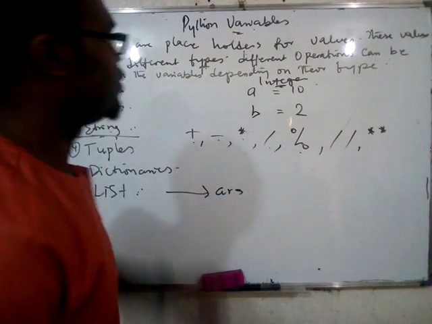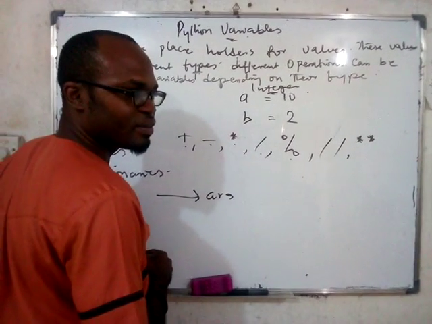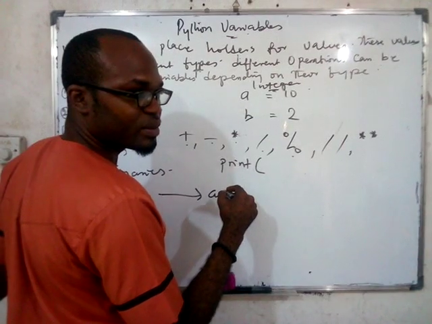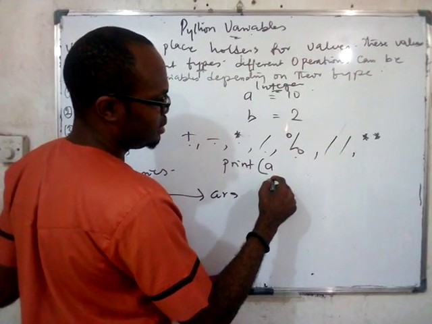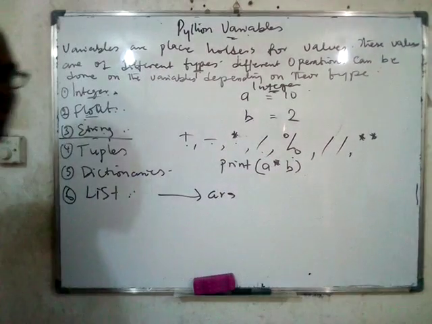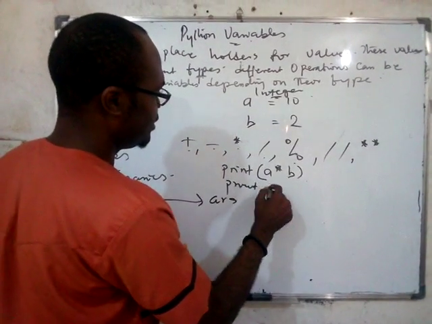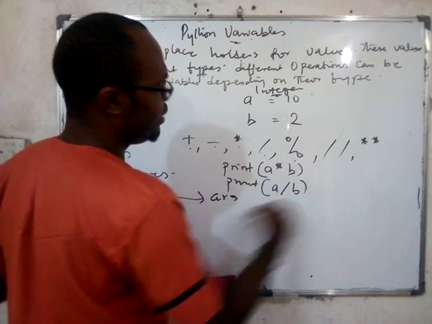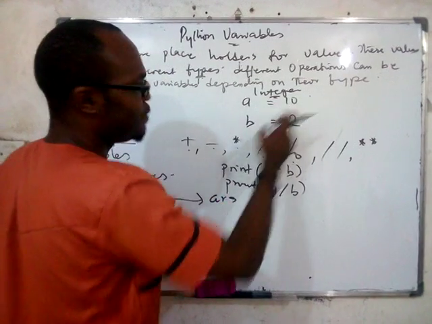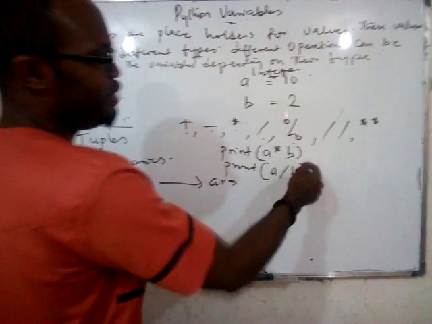So now you should be able to know how to do a times b. If you want to multiply a by b, how do you do it? You can say print, in brackets, a times b. So do it. Let's see what it will give. So write this code. After doing that, also do print a divided by b. So for you to write this code in your PyCharm, just write a is equal to 10 first. Write b is equal to 2. Then now write print a times b. You see the answer. Print a divided by b.